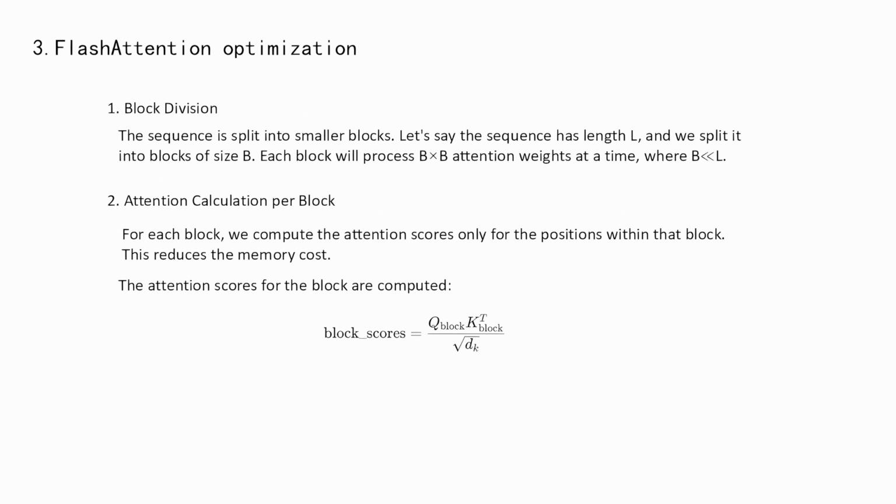2. Attention calculation per block. For each block, we compute the attention scores only for the positions within that block. This reduces the memory cost. The attention scores for the block are computed as follows. The mask is applied if there are any padding tokens in the sequence.